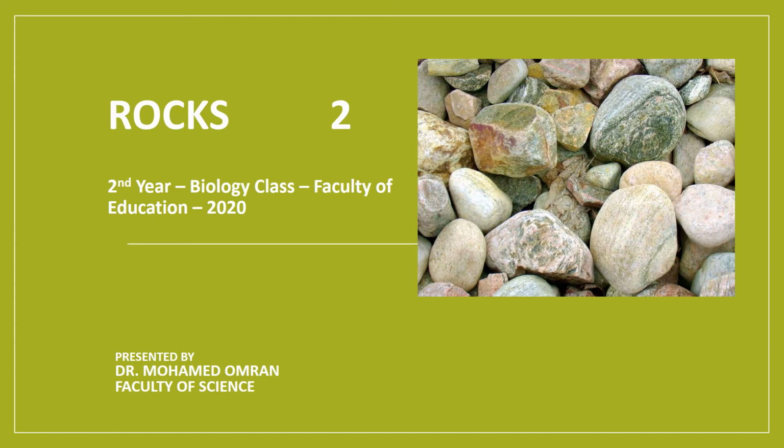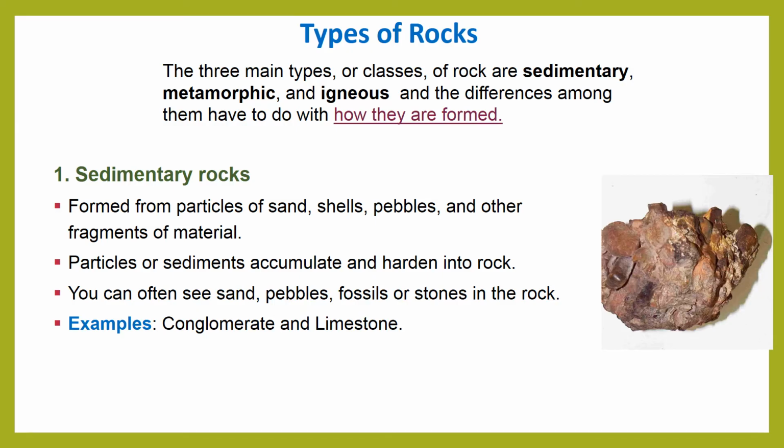This is our second part of the revision about rocks. Here we will remember that we have some types of rocks, as we said before: sedimentary, igneous, and metamorphic rocks, and we need to know how they are formed. The classification or division of those is actually on the basis of their formation.